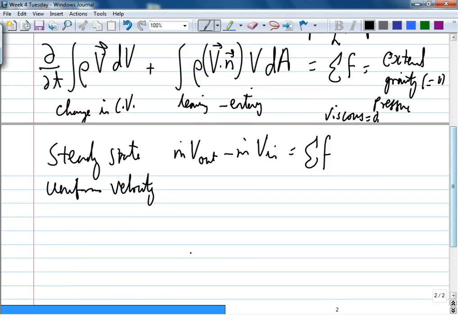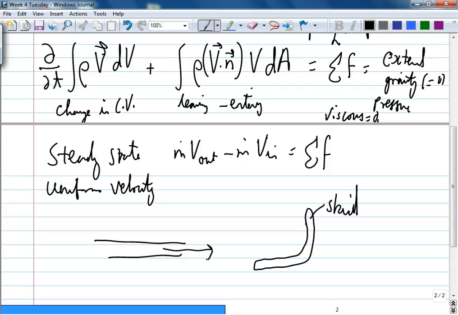So our example today is what they call a skid or deflector or whatever. The water comes in, in 2D, and is deflected and goes up that way. Let's say your m dot is equal to 2 kilograms per second. It comes in at 10 meters per second. This is our control volume.